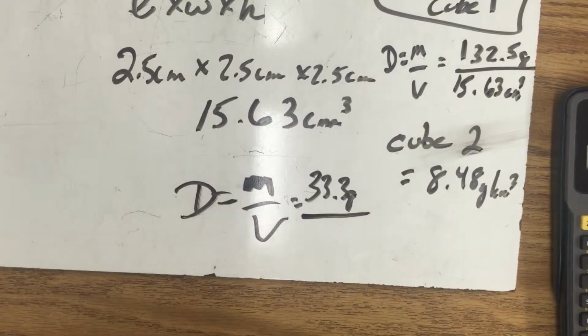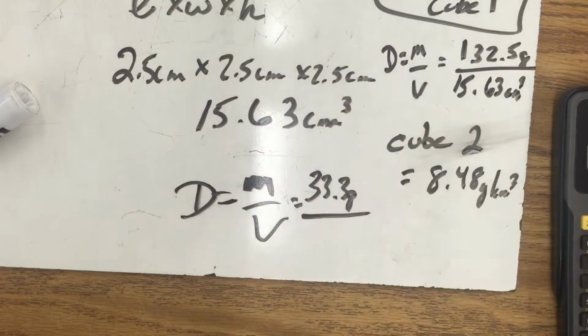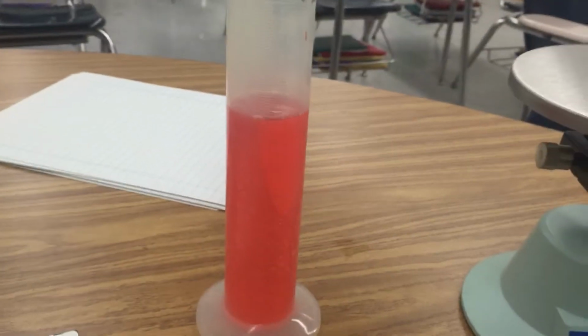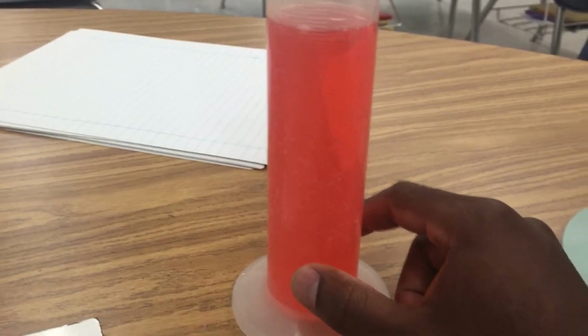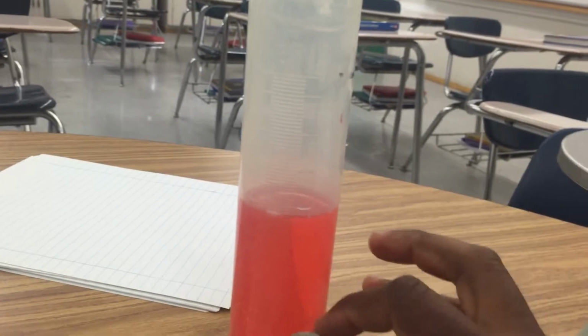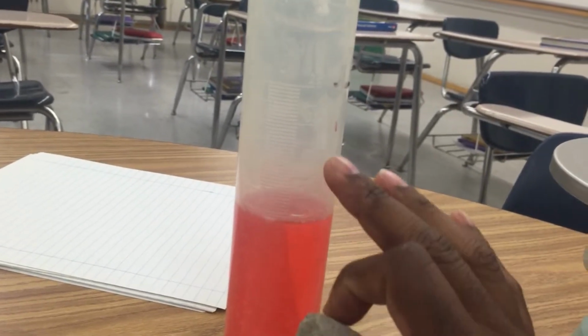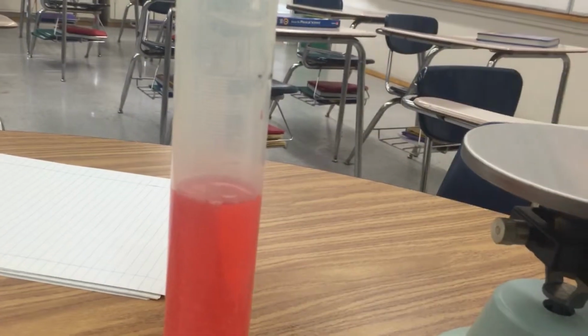Okay, and now we need the volume. We can't take the length times the width times the height of this because it's really weird. So now we want to use our displacement method, with our graduated cylinder here. Let's say there are 170 milliliters of water in there. If I put this rock in here, it's going to displace some of this water, and the change in volume is going to tell me the volume of the rock. So it's on 170 now.